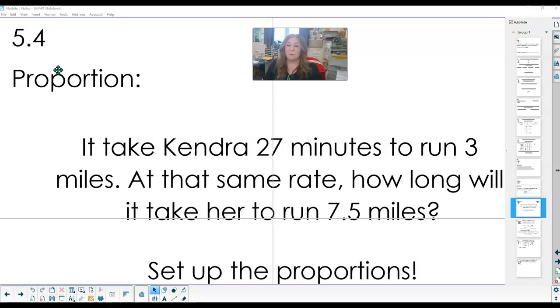For 5.4, we're going to be learning about taking one unit and applying it to others. So we're going to say if they go this far and this long, how far can they go? And we're going to apply it to a new situation. This is actually one of my favorite things we do. When I was your age, it always really confused me. But then once I learned how to do it this way, I was like, oh, that actually makes a lot of sense. So this is one of my favorite things we do, and it's called a proportion.